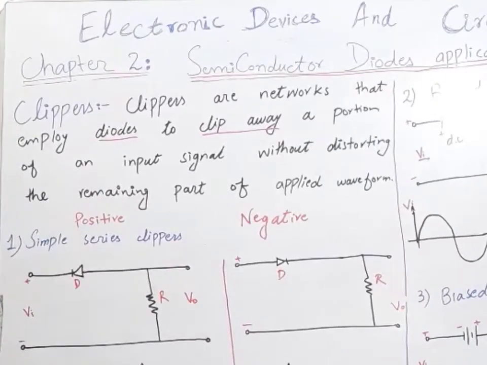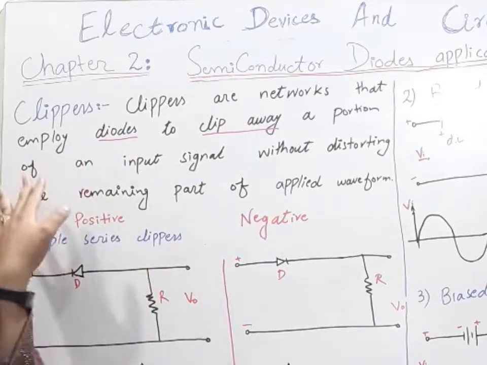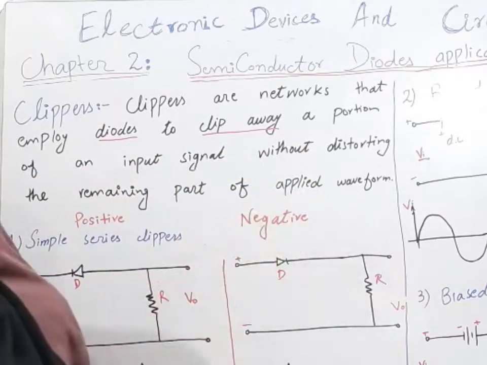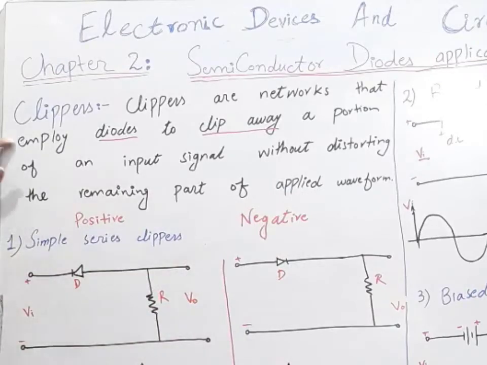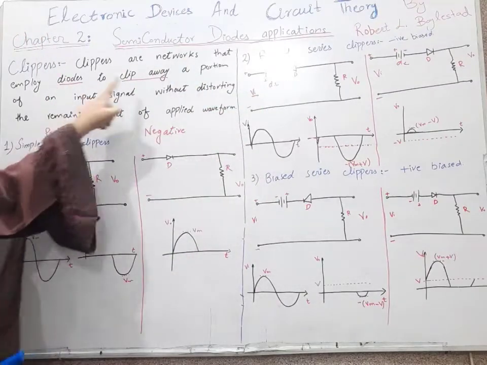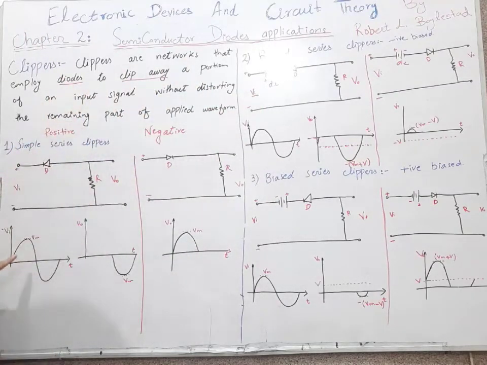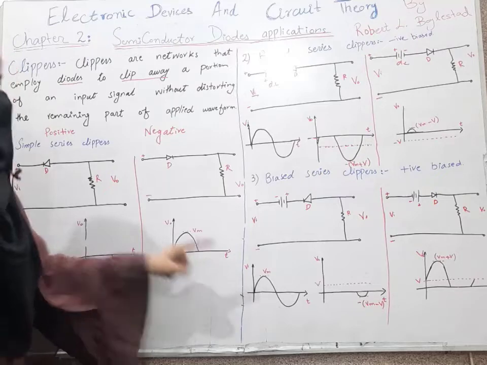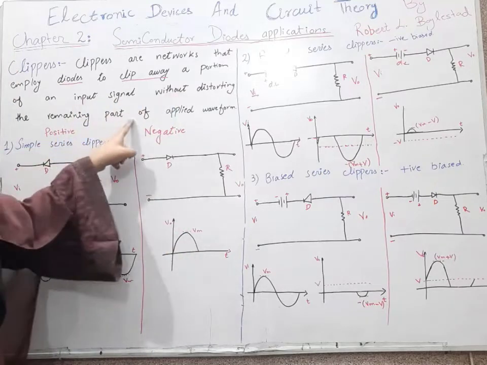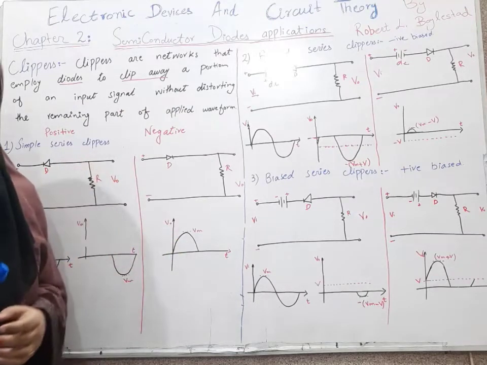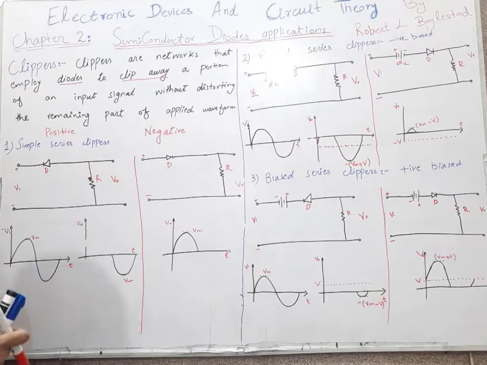What are clippers? Clippers are networks that employ diodes to clip away a portion of an input signal without distorting the remaining part of the applied waveform. So basically, these employ diodes, and these will clip away a portion of the input signal. This is the input signal, and a portion of it is clipped away without distorting the remaining part of the applied waveform. The remaining part is not clipped away and not distorted here.